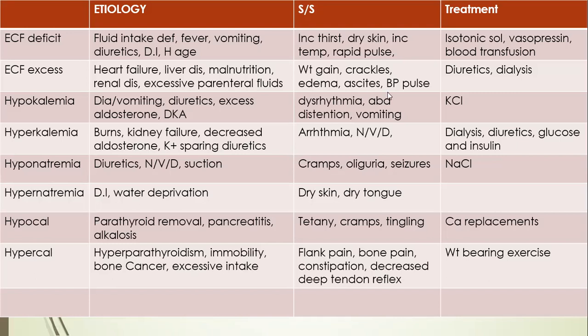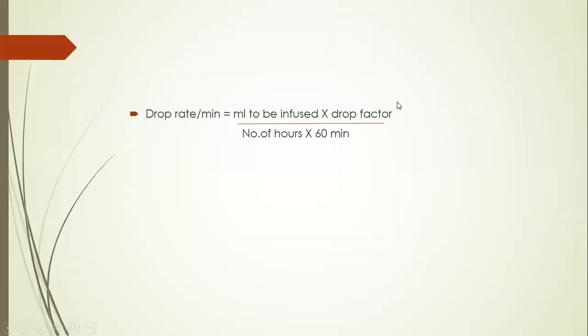Okay, so how will you calculate the fluid? The drop rate per minute is calculated as the ml to be infused multiplied by the drop factor, divided by the number of hours times 60 minutes. Okay, this is the drop rate. Please take note of this, because you may get questions to calculate the drop rate per minute.